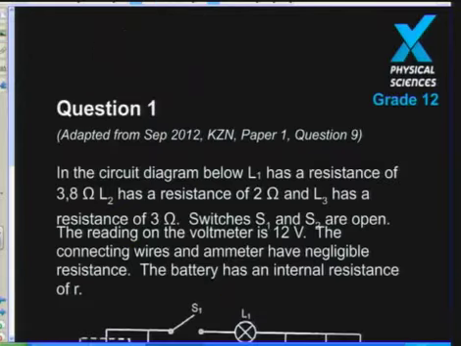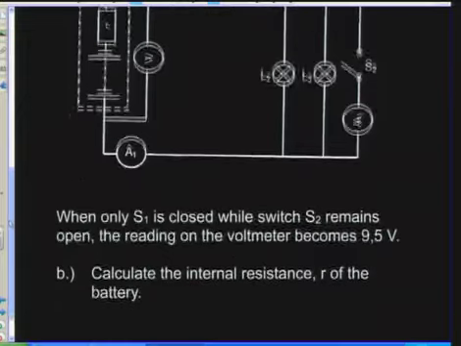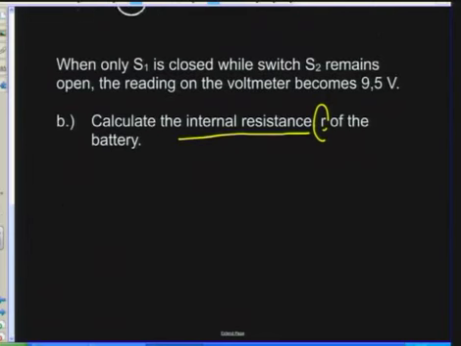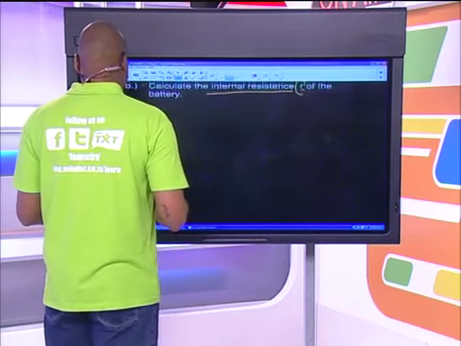Now, moving on to the next part of the same question, which is question B. It says, calculate the internal resistance R of the circuit. Now, how do I do that? To do that, I will need to get the total current in the circuit. And how do I do that? Because I've got the potential difference, the 9.5 volts, remember, that is given to me when switch 1 is closed. I also have the total resistance of the circuit, and from that I can calculate the current first.